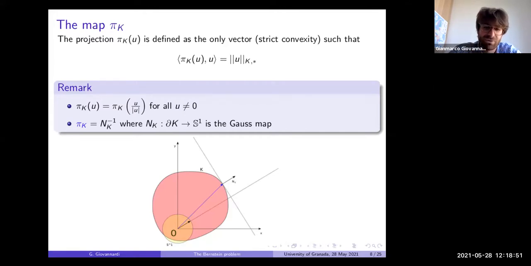So if we want to visualize this map, we can look at this image. We have the vector u in the circle S1. We consider the straight line in this direction, and we can consider all the orthogonal straight lines to this one, and we consider the first one that touches the boundary of K, and the point where this straight line touches the boundary defines the map pi K of u, that is this vector. This is only to visualize this map.